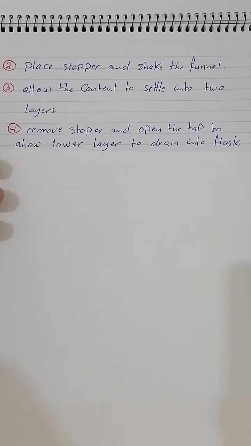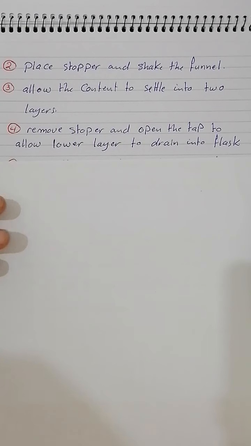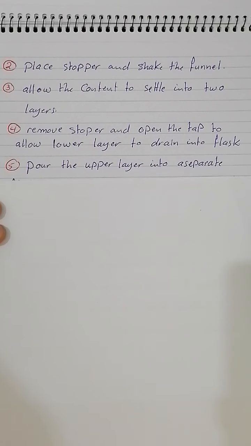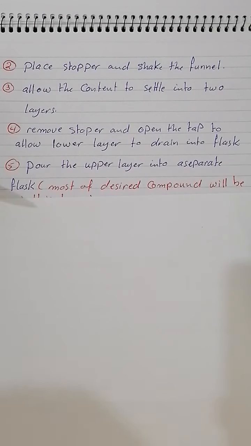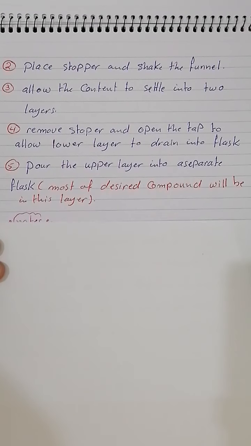Now open the tap. So the first layer will go out in a flask. We call it the drain flask. This is the lower layer. The second layer, we will pour it in the separating flask. Now in this layer, if we choose a good solvent, most of my desired compound will be in this layer.